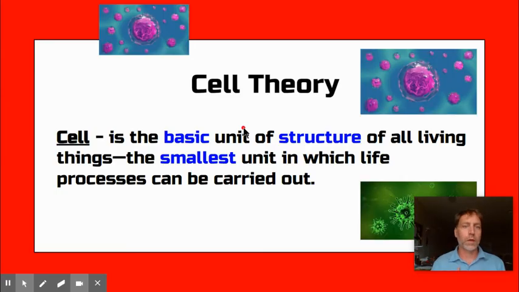So when we talk about cell theory, here's what cell theory is. Cell theory says that the cell is the basic unit and structure of all living things. Remember, one of the 5 things that makes up all living things is that it has to be made of cells. So the cell is the smallest unit in which life processes can be carried out. It doesn't mean that there aren't smaller things than the cell. It is the smallest unit where life and processes can be carried out. So you must have a cell and the things that happen in the cell in order for a living thing to be considered alive.